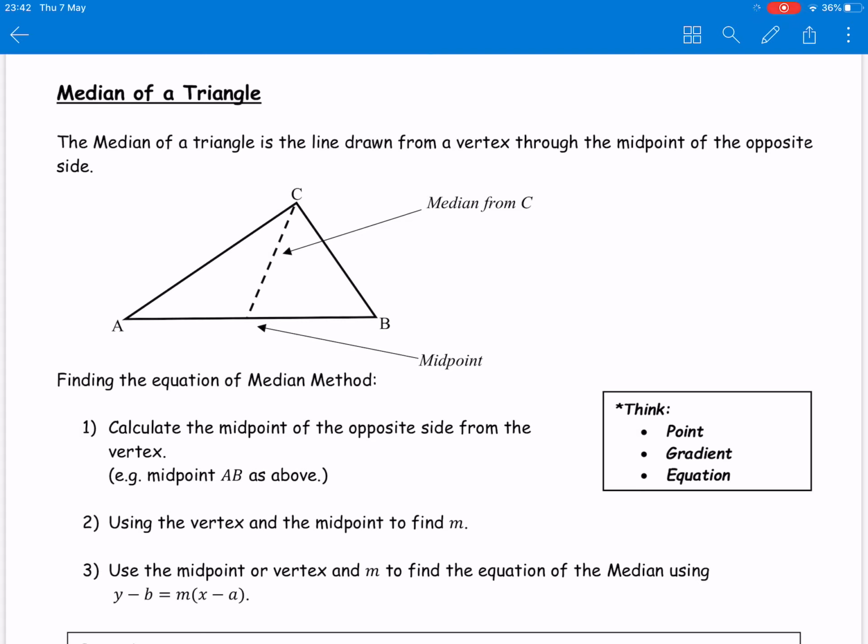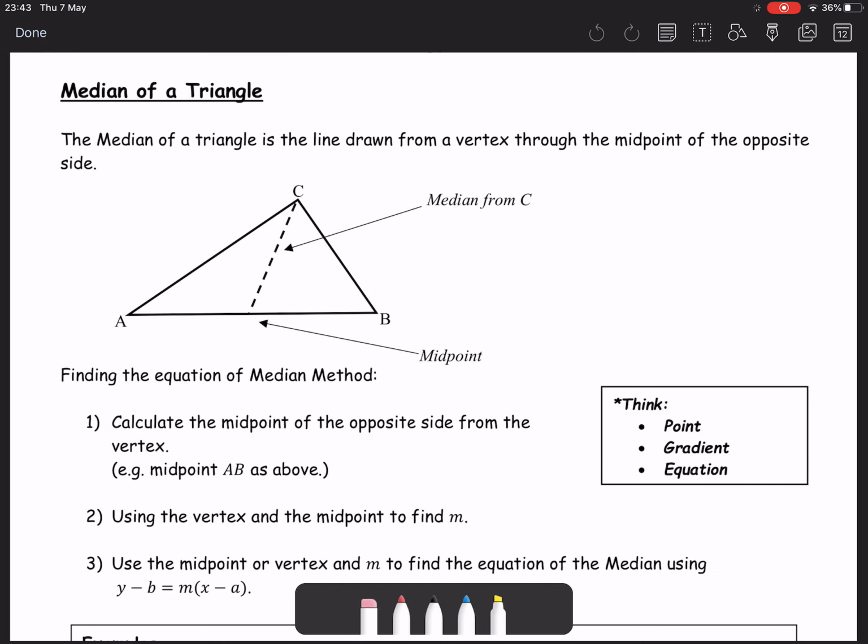Note this time, the median of a triangle. Once again, it's absolutely vital for you to know the definition of a median before going on to try and calculate the equation. The median of the triangle is the line from a vertex of the triangle across to the opposite side, and it hits the midpoint. So in our triangle ABC here, if we have the median from C, we meet at the midpoint of AB, clearly shown.